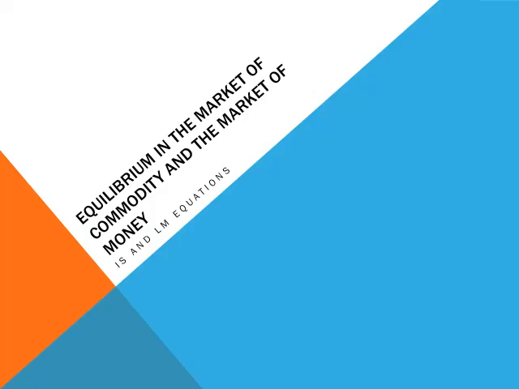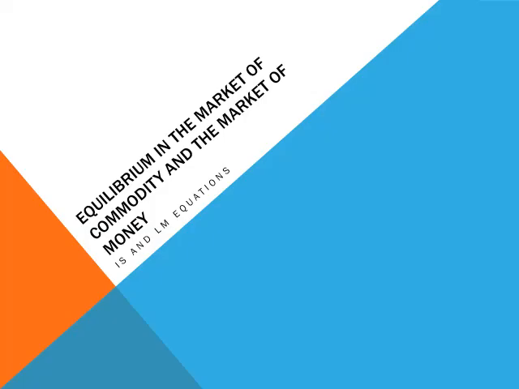Number 2, there are 3 main markets: market of goods and services, market of money, and labor market. They are respectively 3 conditions of equilibrium.